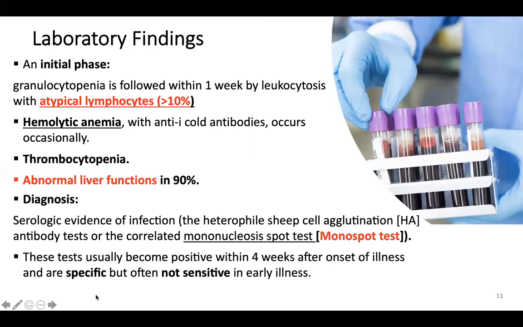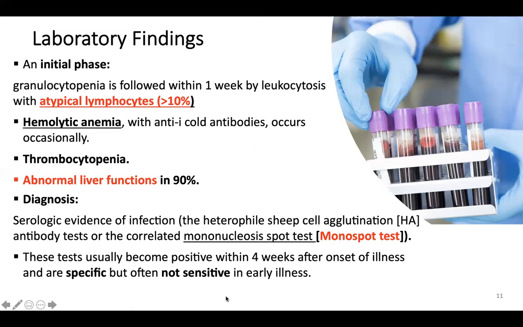To diagnose the Epstein-Barr virus, one of the pathognomonic tests is the monospot test. This is the mononucleosis spot test, which consists of a heterophile sheep cell agglutination antibody test. They are positive against the viral infection, and these antibodies become positive within 4 weeks after the onset of infection. They are specific, but they are not sensitive.